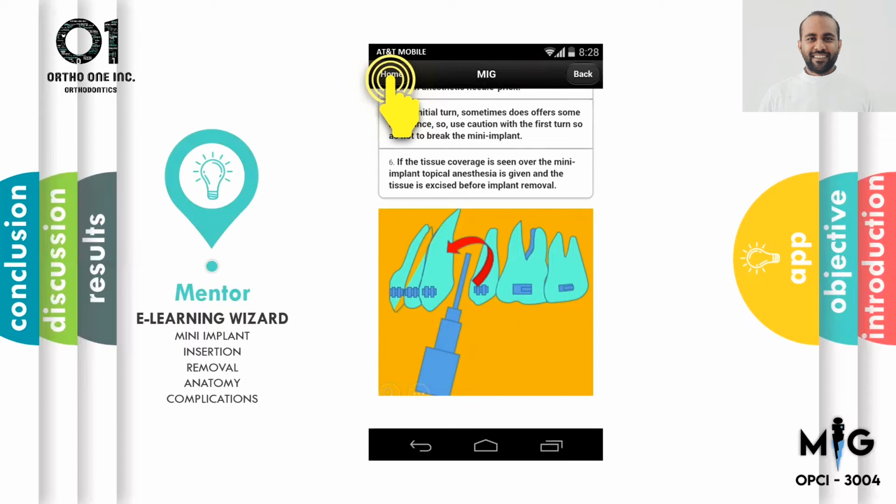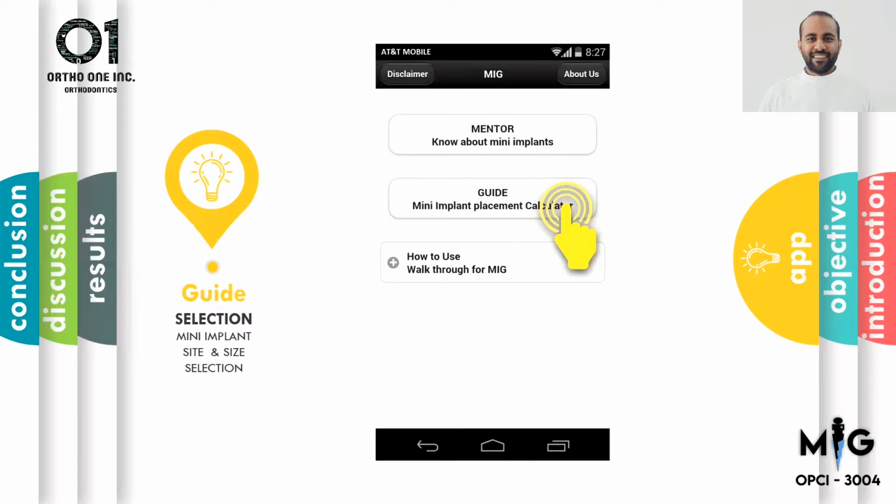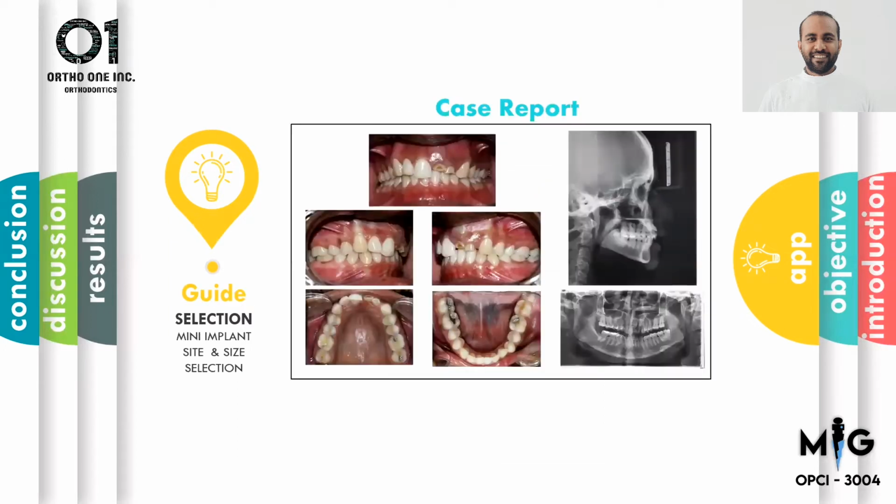Once you are done with this guide, you can move on to the home tab. And in the home tab, again, you will find the most important feature of this app, that is the guide feature. By clicking on the guide feature, you enter, and this feature allows you to find the size and the shape of the mini implant to be used in any intraoral site.